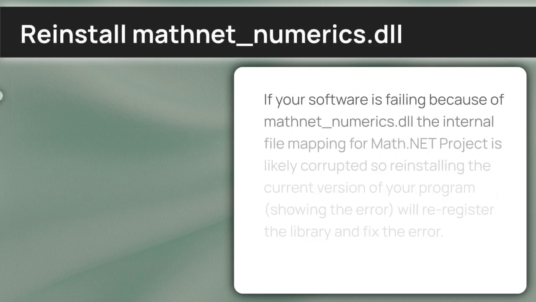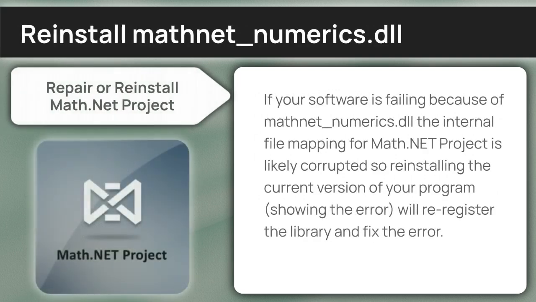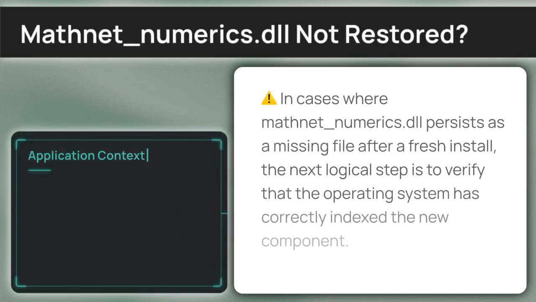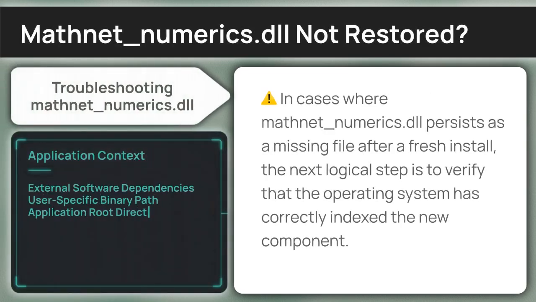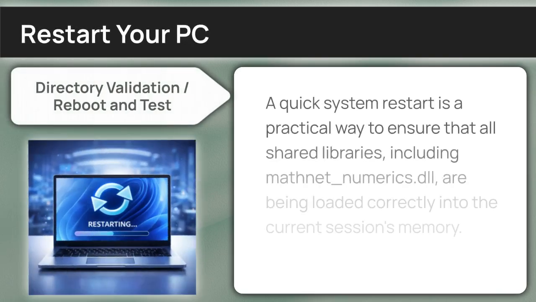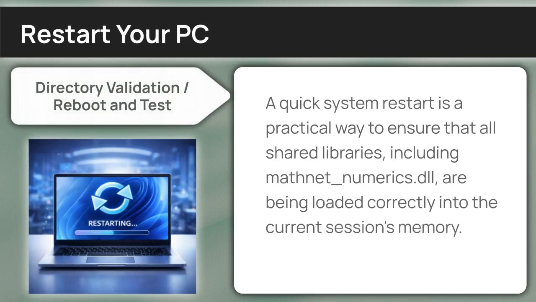If your software is failing because of MathNet Numerics Library DLL, the internal file mapping for Math.NET project is likely corrupted, so reinstalling the current version of your program showing the error will re-register the library and fix the error. If the installer was unable to bridge the gap, we will move to phase 2 of our diagnostic to refresh the system's memory. A full system restart clears the temporary memory cache and allows Windows to attempt a fresh initialization of all required libraries, including MathNet Numerics Library.